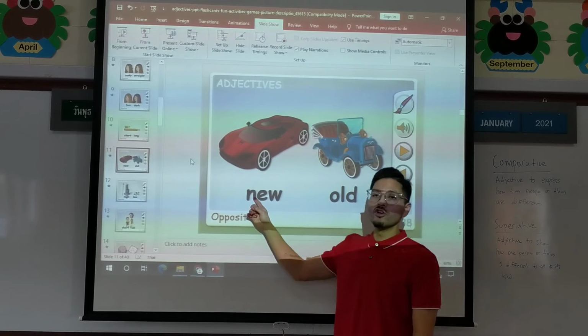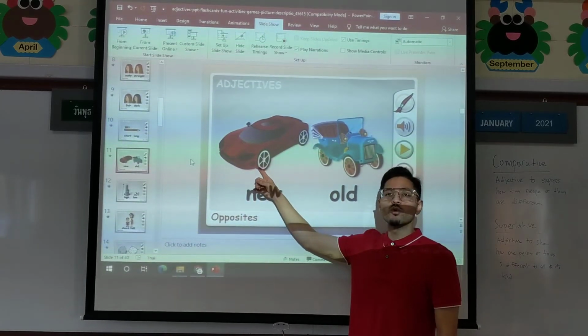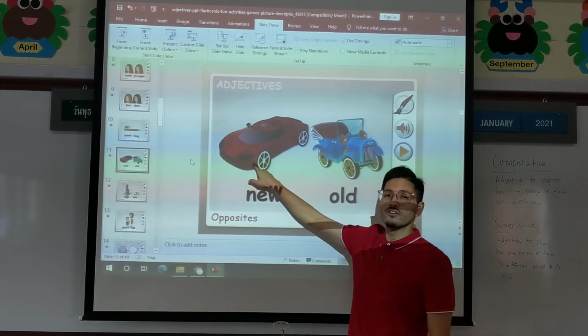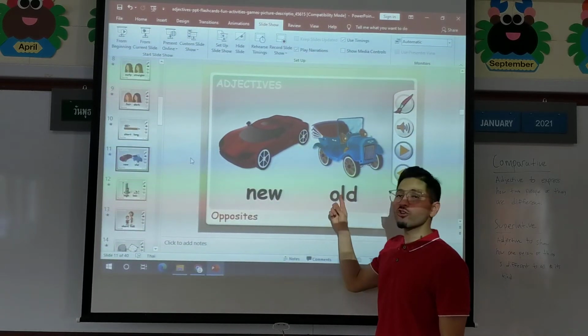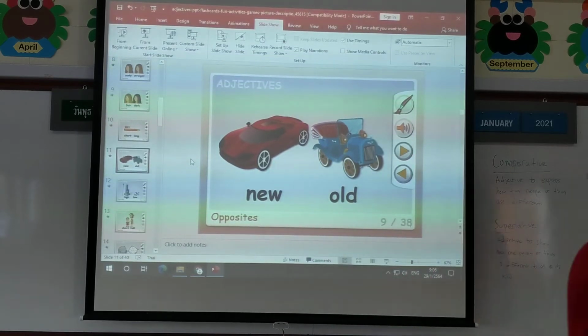We have new and old. Is this car new or old? This car is new, and this car is old. So the opposite of new is old.